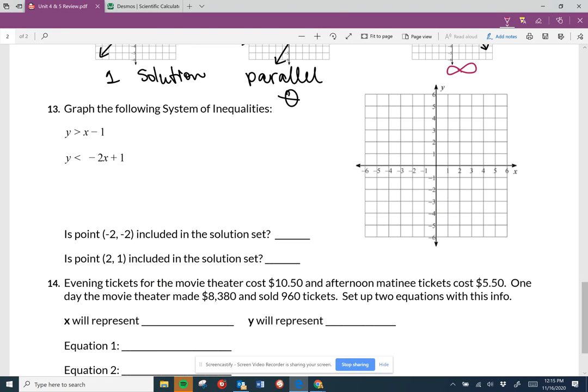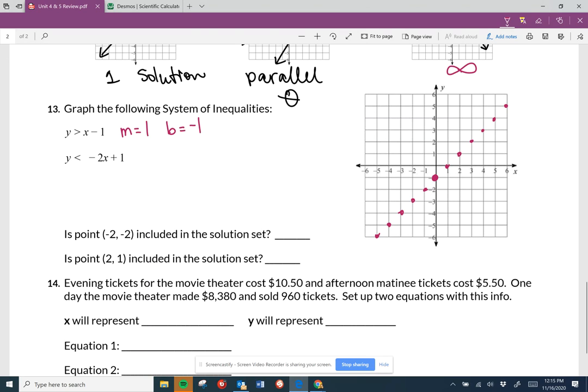It asks us to graph these two systems. Okay, so the first one has a slope of 1 and a b value of -1. So let me just get that -1 on the graph, and then my slope is going to go up 1 over 1. Okay, down to the left like this.